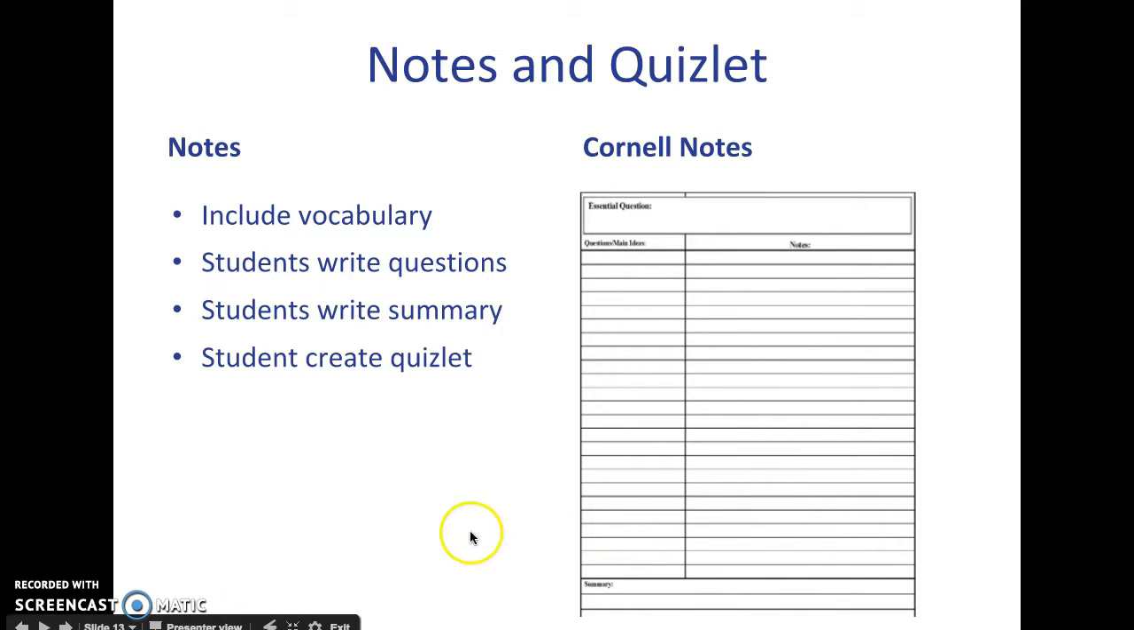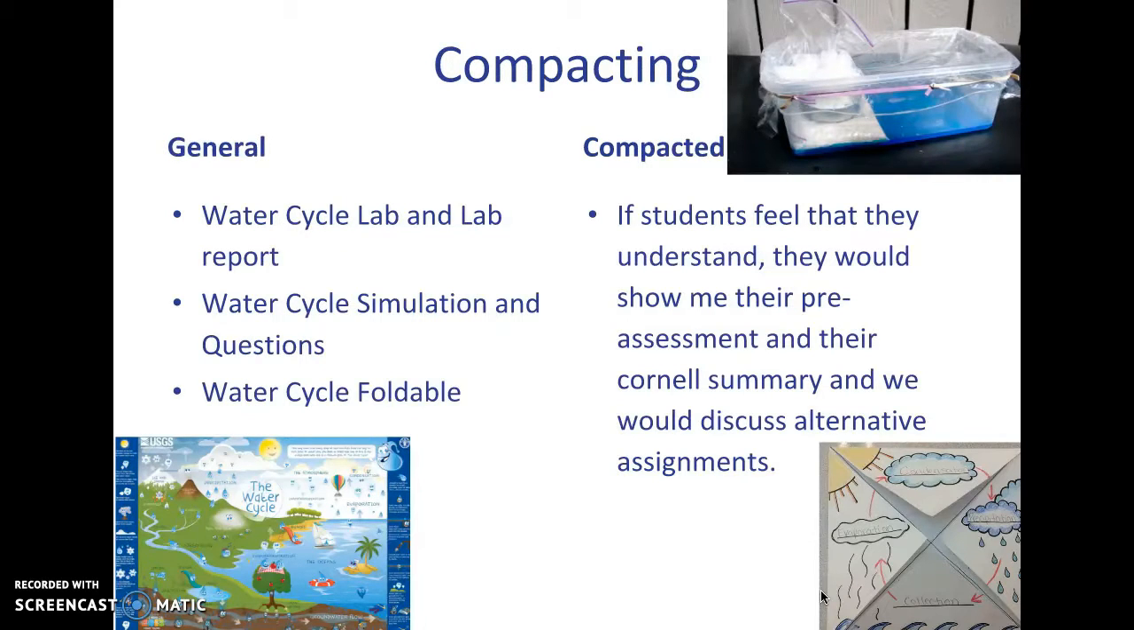I also have students write out a summary. This summary I would also use as a pre-assessment so I could see them using the vocabulary and to see if they completely understand it. And then I would have them create Quizlet sets over the vocabulary. So I would decide if a student needs compacting, and if they feel that they understand, I would let them decide if they needed more practice or not.